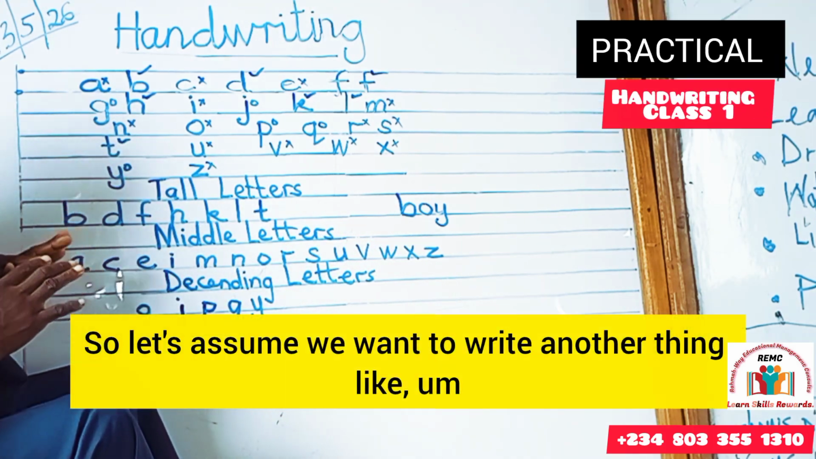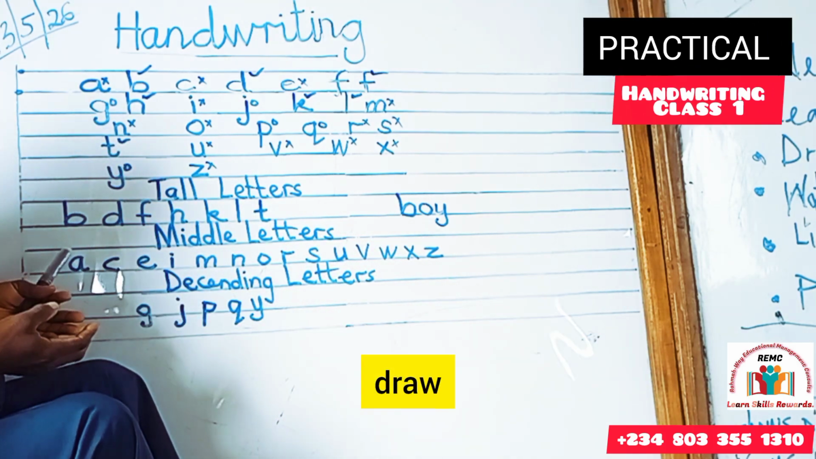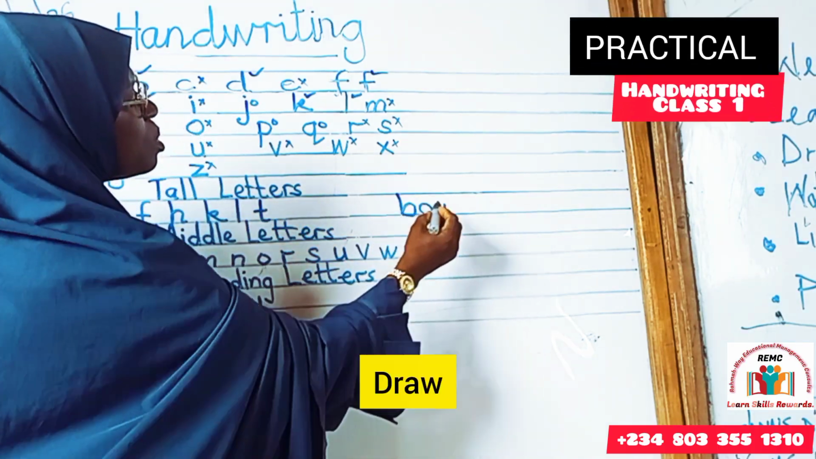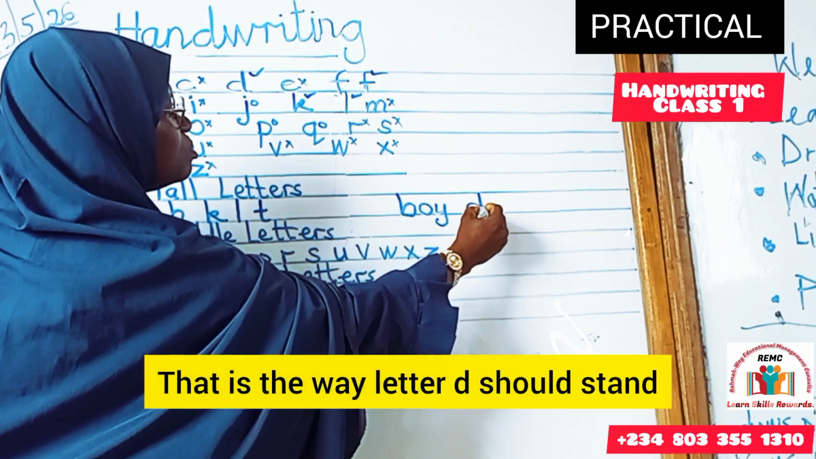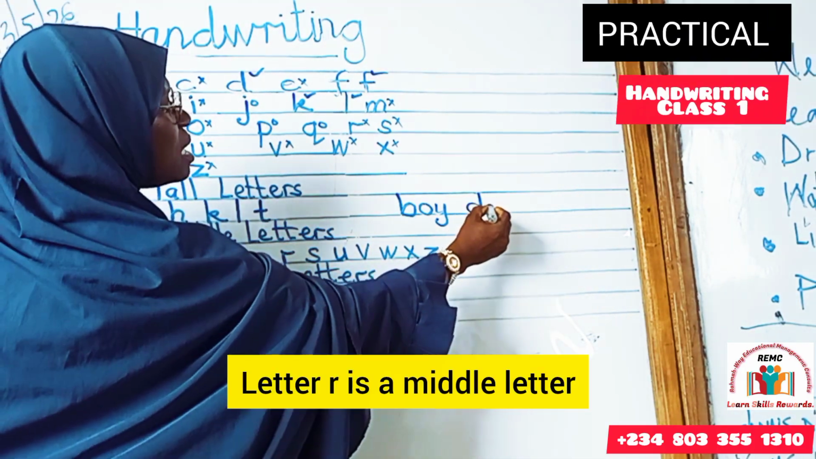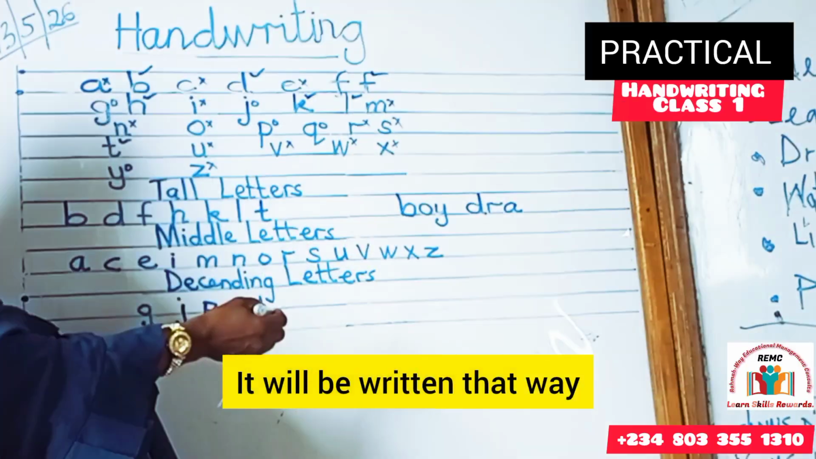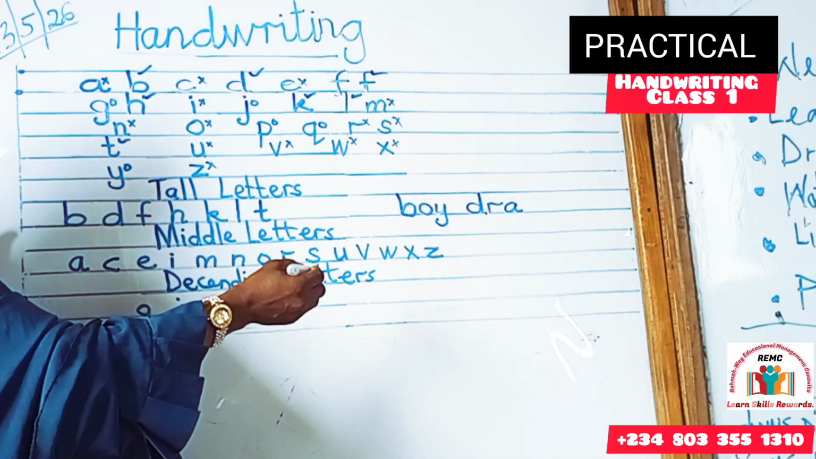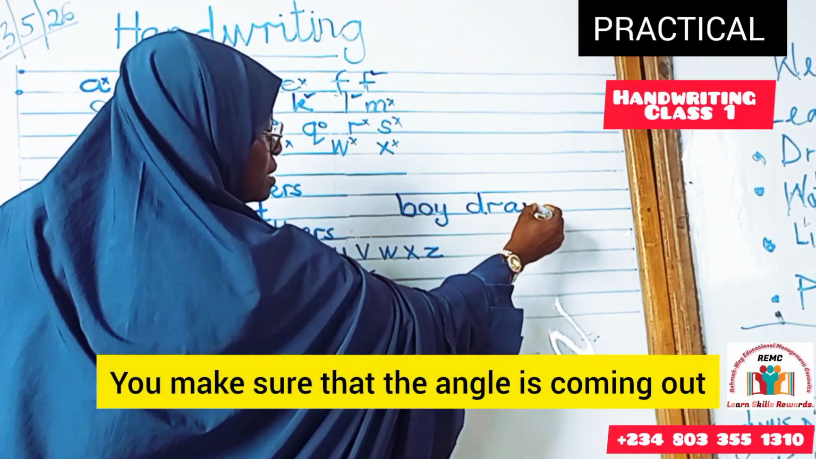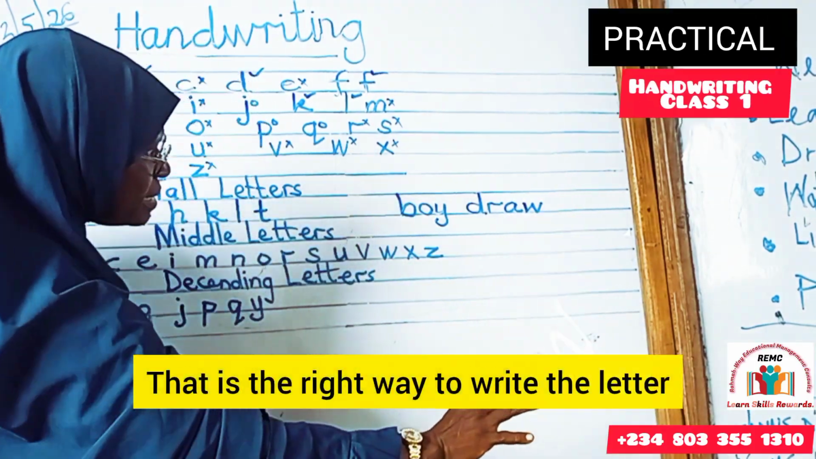So let's assume we want to write another thing like draw. Let's say draw now. Draw. That is the way letter D should stand. Letter R is a middle letter, it must stand like this. Letter A is also a middle letter, it will be written that way. While letter W will also be like this. You make sure that the angle is coming out. That is the right way to write the letter.